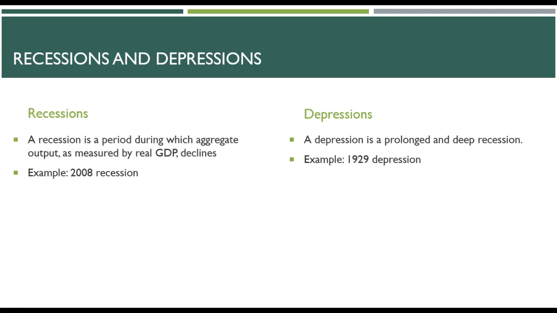A recession is a period during which aggregate output, as measured by real GDP, declines. An example is the 2008 recession, which many of you may remember well, but not fondly. A depression is a prolonged and deep recession. An example is the 1929 depression, which lasted for over 10 years.